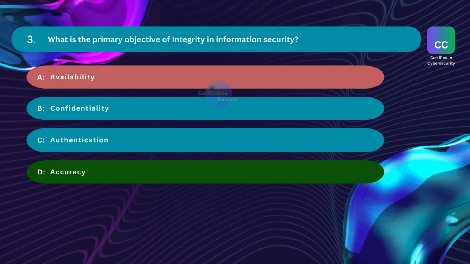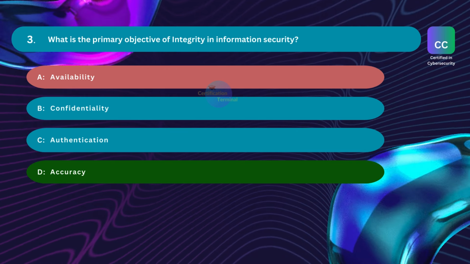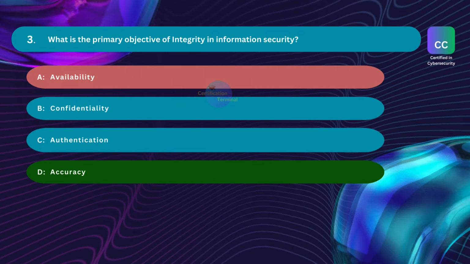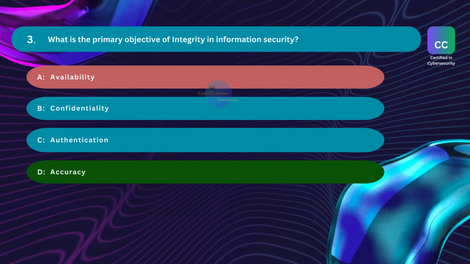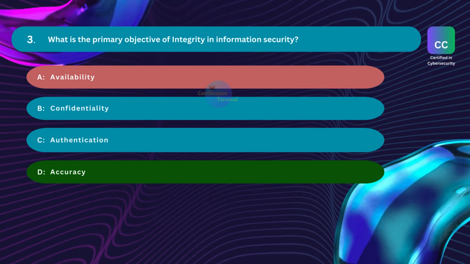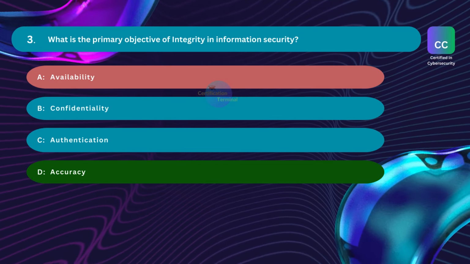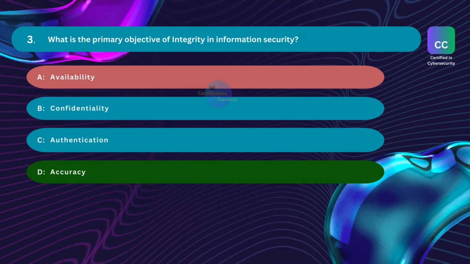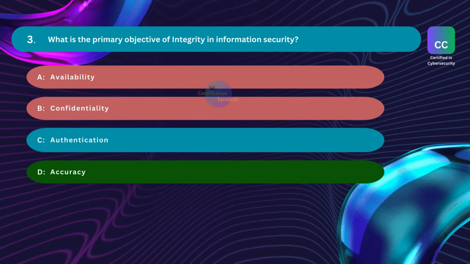Option A, availability, is incorrect. Availability in information security refers to ensuring that data is accessible and usable by authorized parties when needed. While availability is an essential aspect of information security, it is not the primary objective of integrity. Integrity is more concerned with the accuracy and trustworthiness of data, whereas availability focuses on making sure that data is available when required.